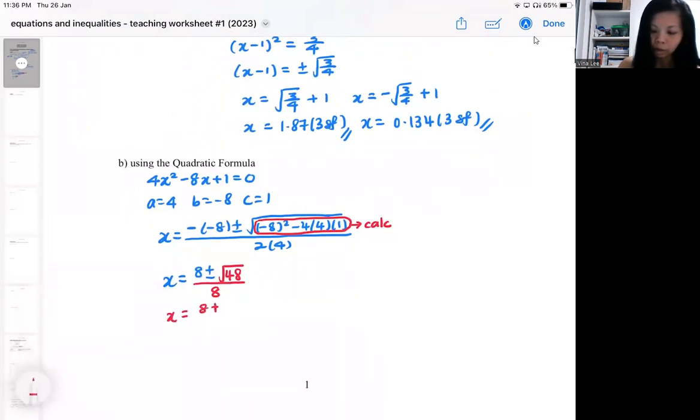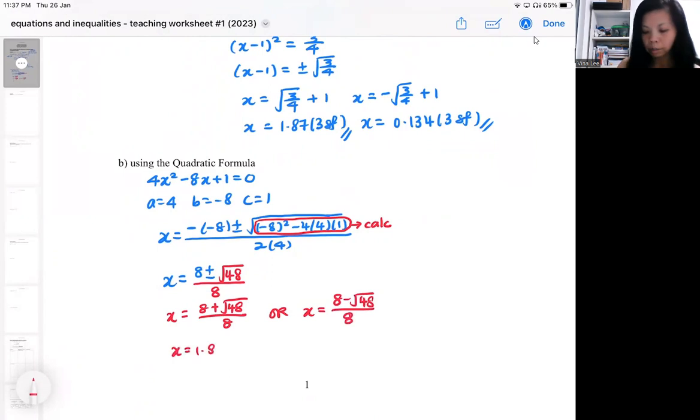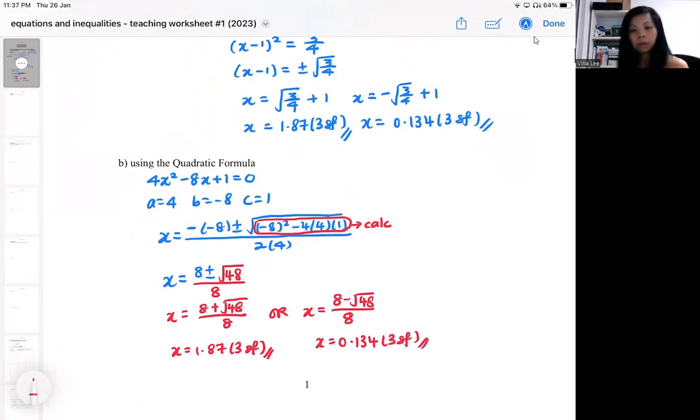One will be the positive, and I will be getting another answer. So you punch out these two possible answers. It should tally with the one that you've gotten from your complete square. Unless stated, if it's not mentioned about the accuracy, you will leave it in 3SF.